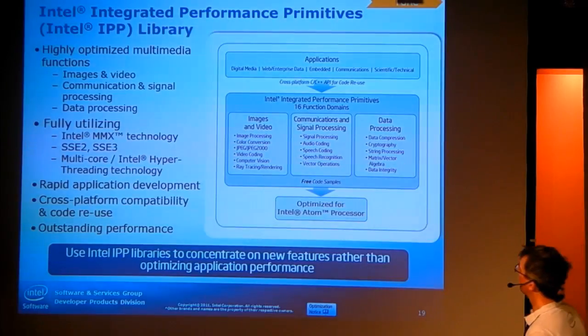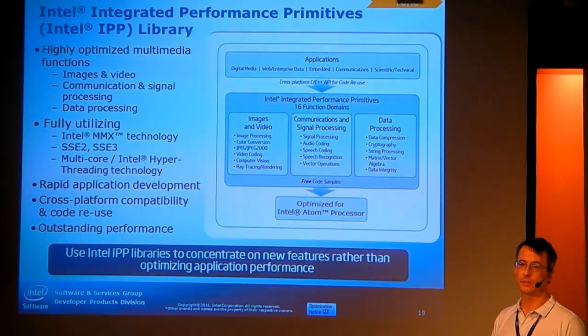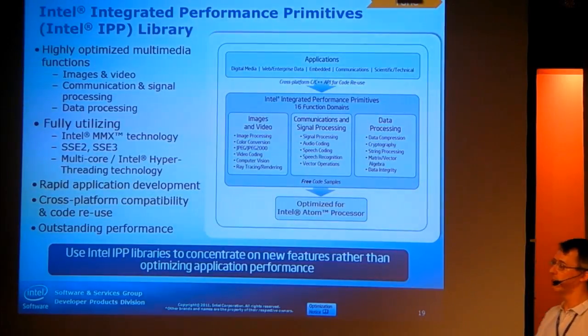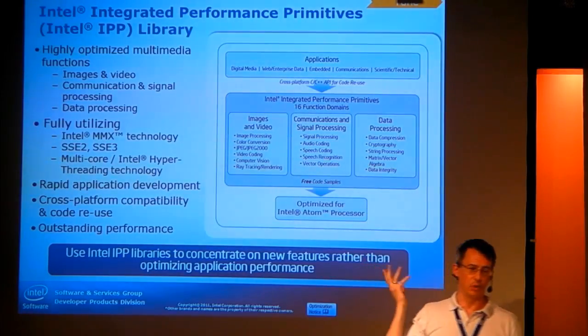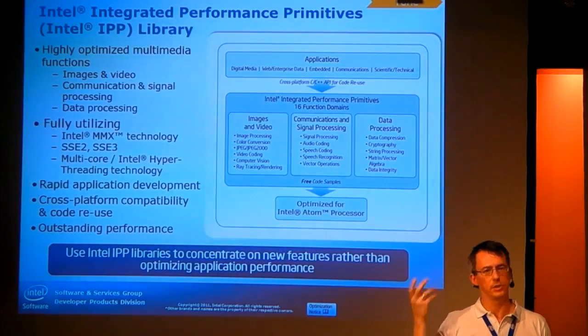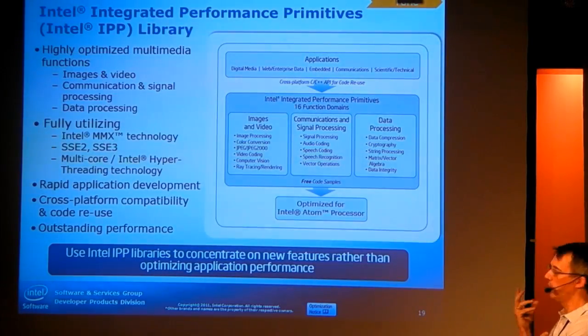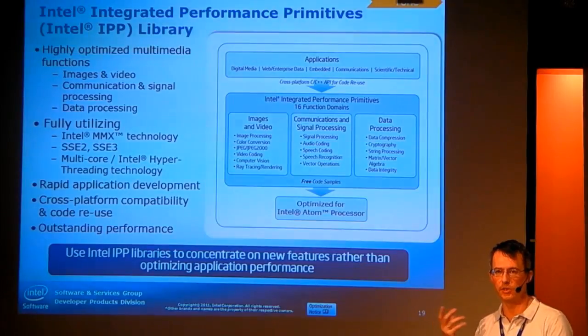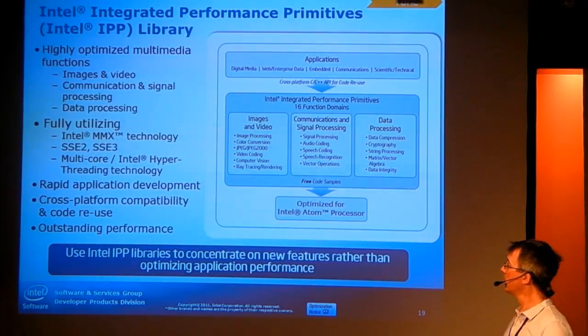What we also have are the Integrated Performance Primitives. These are libraries that we give to you royalty-free, not in source code. They're highly optimized, and they've been developed over many, many years within Intel. This is nothing that we've just done recently. There are many, many years of Intel engineering in these primitives to make them highly optimized.